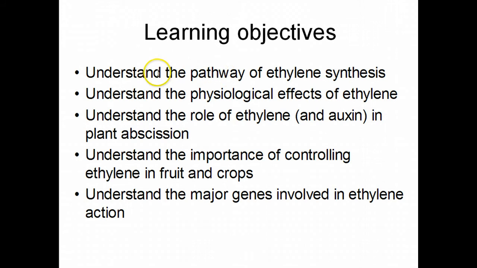But you'll need to understand a bit about the pathway. It's a very short pathway. And then later on we'll talk about how ethylene and auxin interact to produce true abscission, which is the leaf drop. We'll spend a bit of time talking about how places, even supermarkets, can manipulate ethylene. And we'll spend a little bit of time on the genes that are involved in ethylene action.